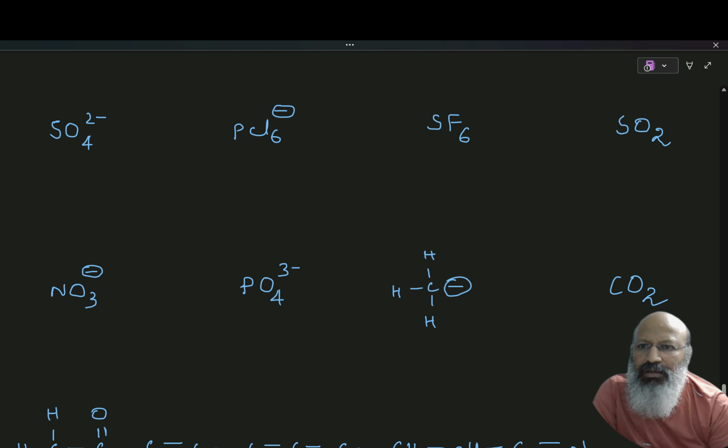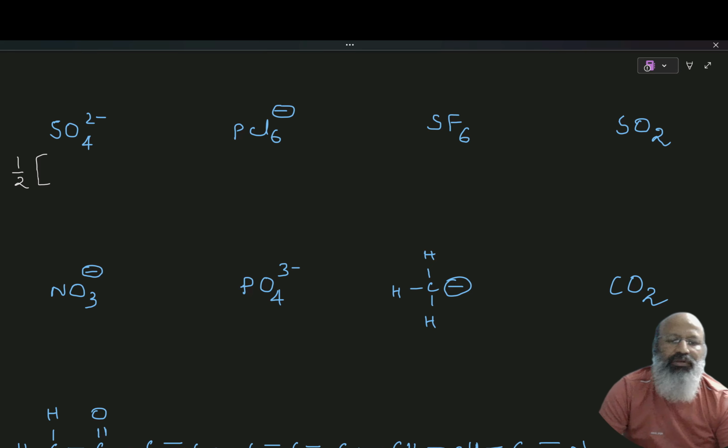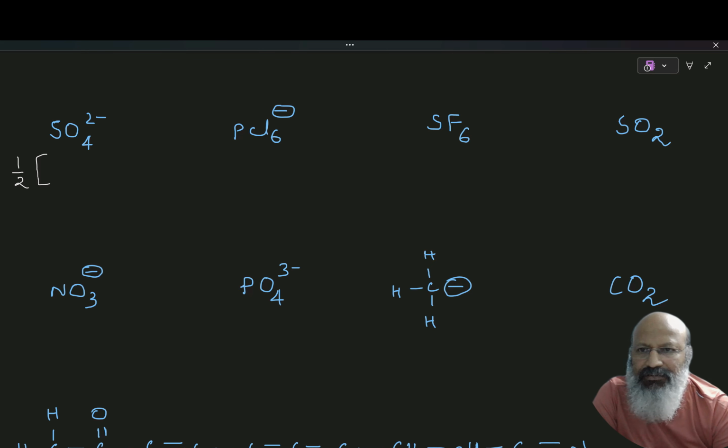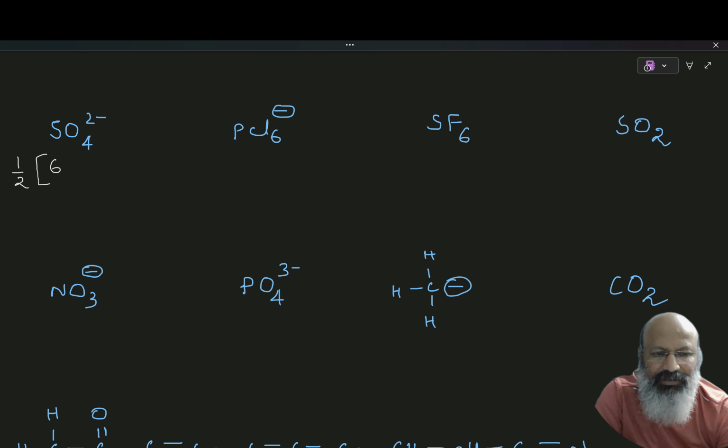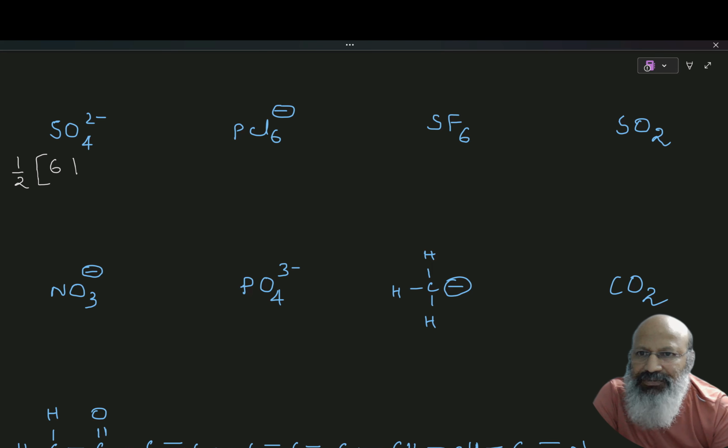Now for sulfur, your half will come first. After that, you need to take the total valence electrons of the sulfur atom, that is 6. There is no monovalent atom. Oxygen is not a monovalent atom. Its valence is 2, so I'll not count it. But of course, I'll count the negative charge. This 2 will come. So the answer is coming out to be 4. So it is sp3. Okay.